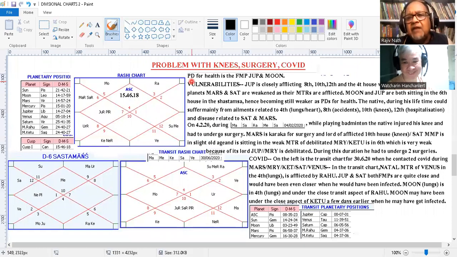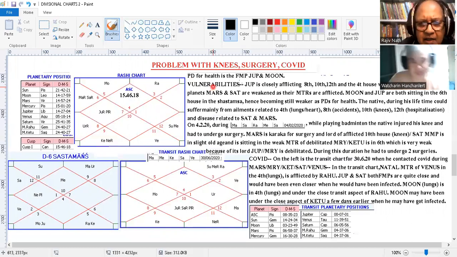When we look into any matter, first we have to see the primary determinant for what we are talking about. The PD for health is the functional malefic planets Jupiter and Moon. Now we are looking at the vulnerabilities in the main chart.